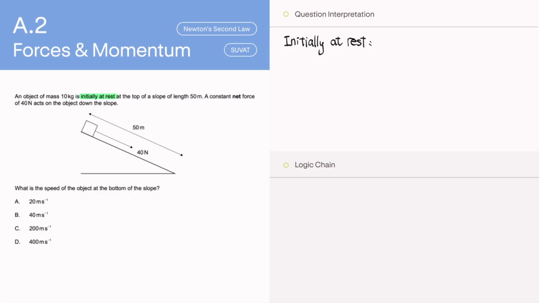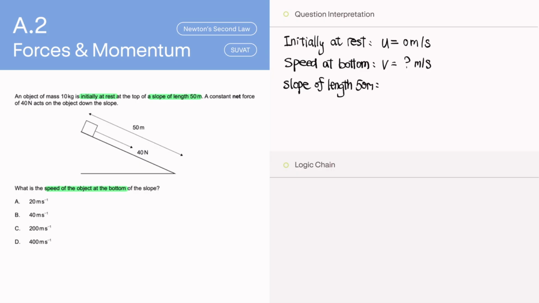The first phrase is "initially at rest." That means the initial velocity u is 0. This phrase pops up frequently in SUVAT problems. Next, the question asks for the speed of the object at the bottom. That's the final velocity v, since the object slides down a slope. The speed at the bottom is indeed its final velocity.